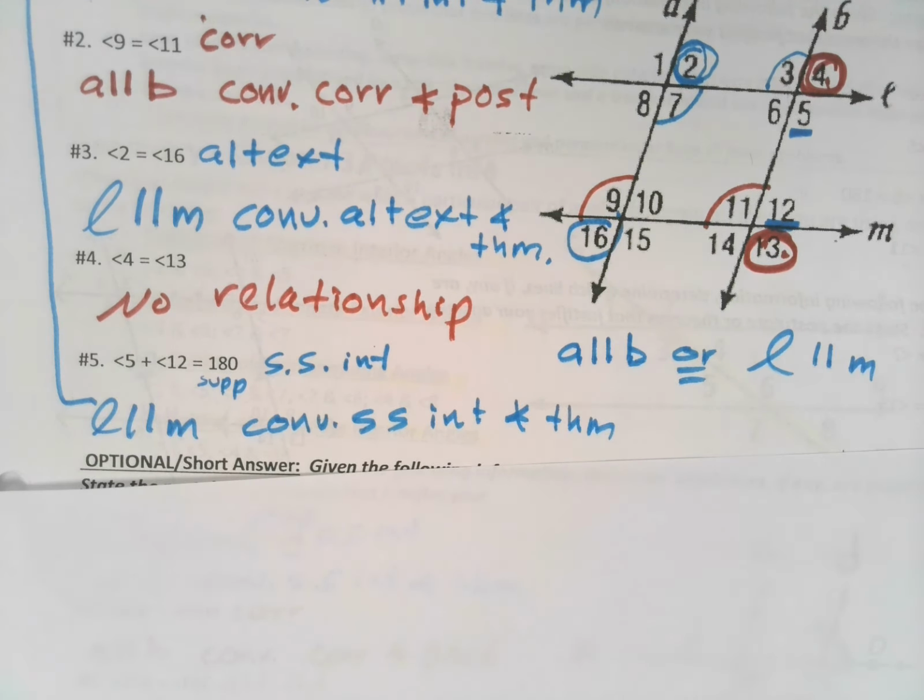We have same side interior, and it kind of gave the game away whenever it said they added up to 180. That's the only one that does add up to 180. And we know that's dealing with line L and line M. L and M. 5 and 12. 5 is on line L, 12 is on line M.